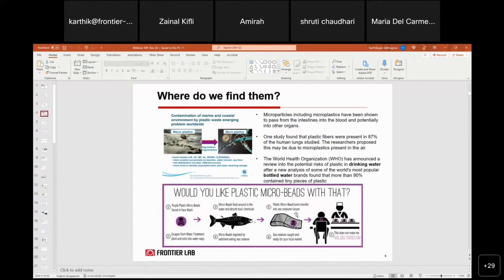So this is actually an extract from a WHO report, which shows that microplastics are shown to pass from the intestines into the blood and potentially into other organs. That means one can expect the presence of microplastics in different parts of the human body, in organs. And there is another study that shows the presence of plastic fibers in 87% of human lungs.